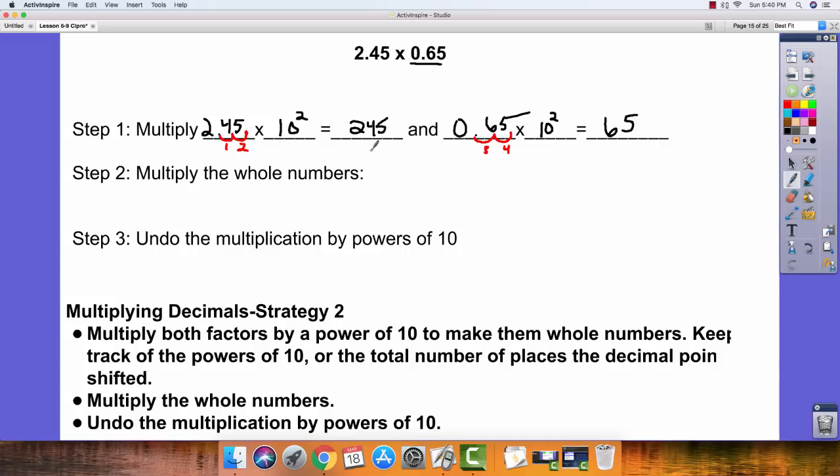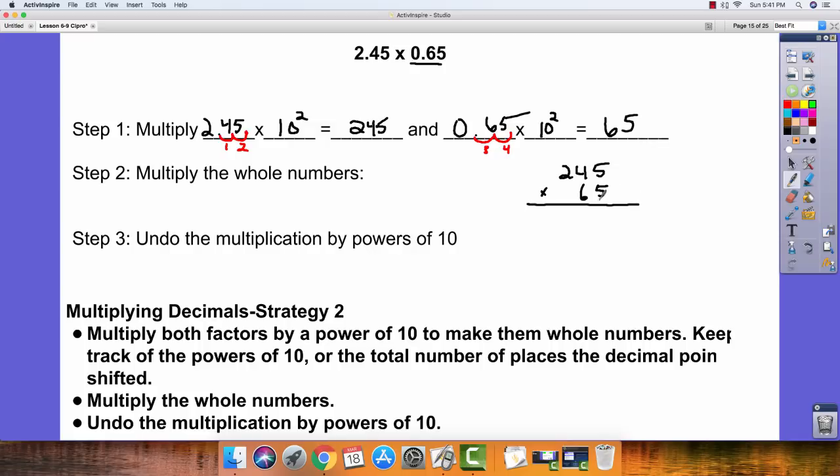All right, so step 2 is to multiply the whole numbers. So again, I have 245, and I'm going to multiply that by 65. Again, if you want to use your notebook to multiply this out, because there's not a whole lot of room on your note sheet, that's fine, but pause the video and set this up. All right, so let's multiply.